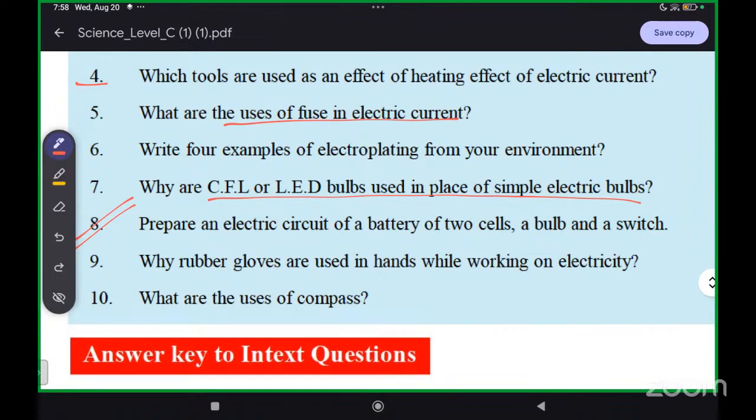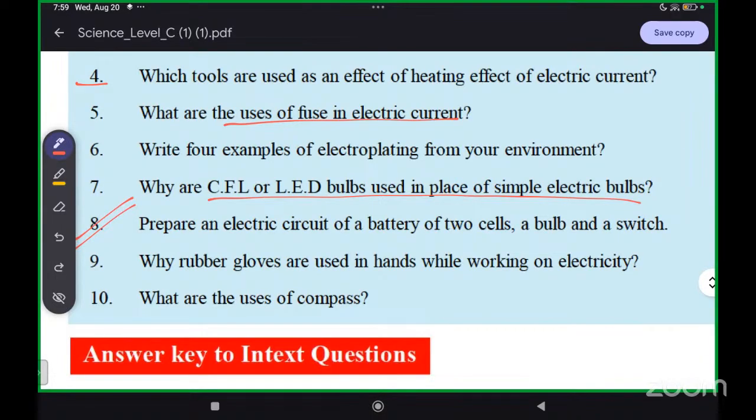You want us to prepare a diagram, an electric circuit of a battery of two cells, a bulb and a switch. Yes. Okay, ma'am. Ma'am, do we have to send it to you? You can prepare it right now and show it to me. Okay.